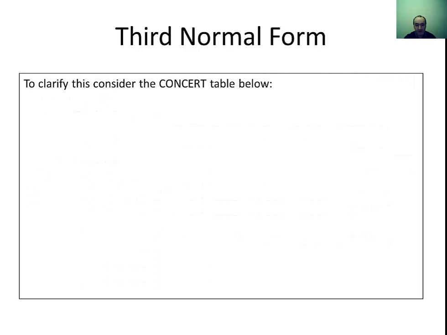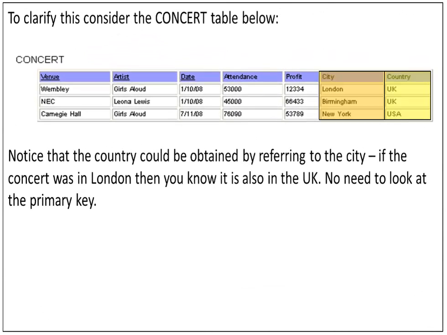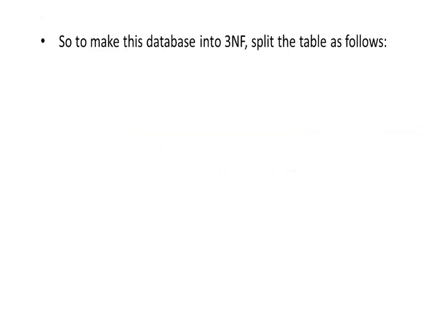To clarify this, consider the concert table below. Notice that country could be attained by referring to the city. If the concert was in London, then you know that it is also in the UK. No need to look at the primary key. So to make this database into third normal form, split the table as follows.